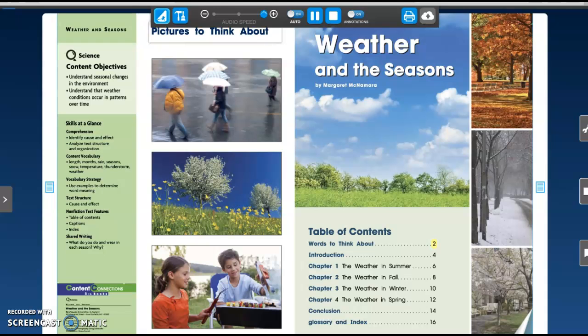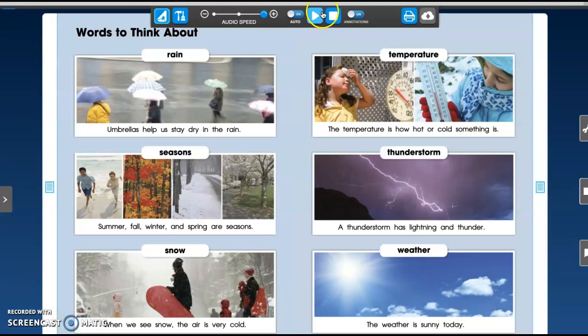Page 2. Words to Think About. Rain. Umbrellas help us stay dry in the rain. Seasons. Summer, fall, winter, and spring are seasons. Snow. When we see snow, the air is very cold.